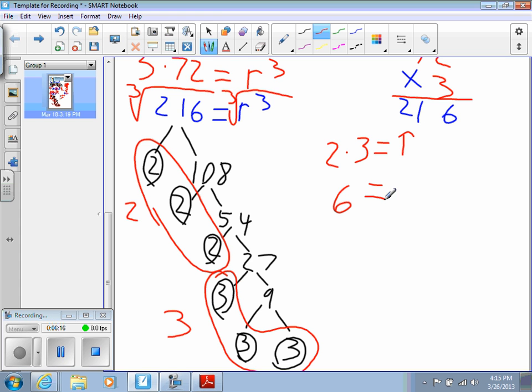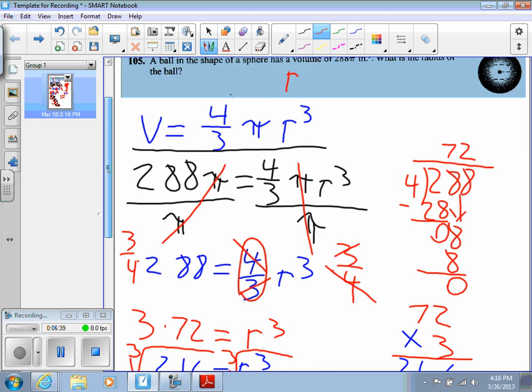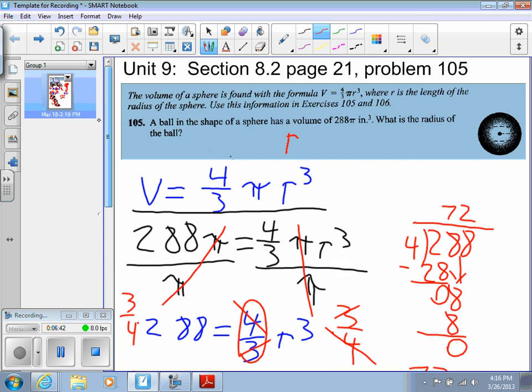So my r, my radius, equals 6. And what are those units? Let's go back to the original problem. And in my original problem, the volume was in inches cubed, so that means that my radius is, and what was the number? It was 6, right? Yes, it was 6. My radius equals 6, and the units are inches. So there's my answer.